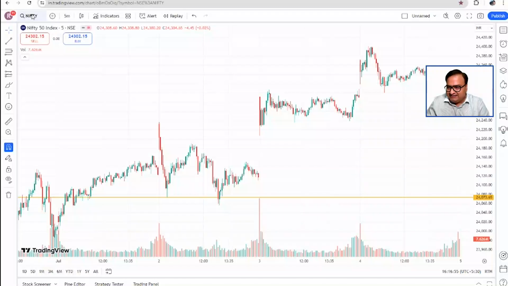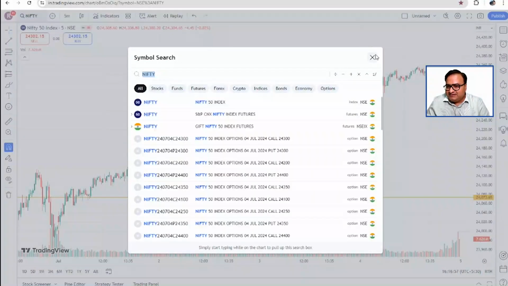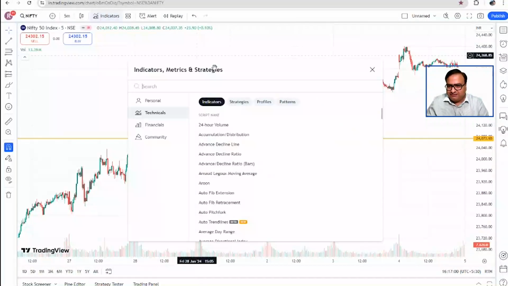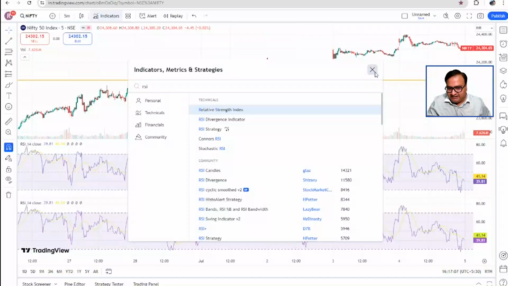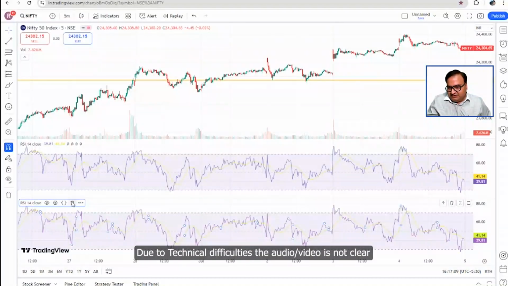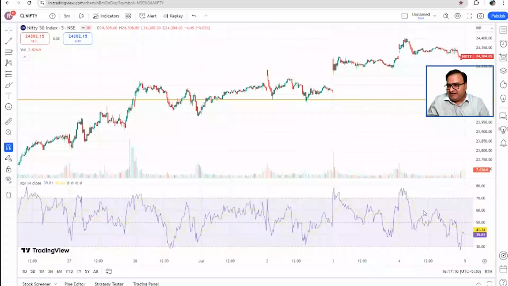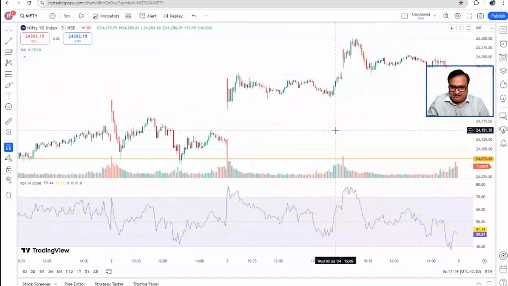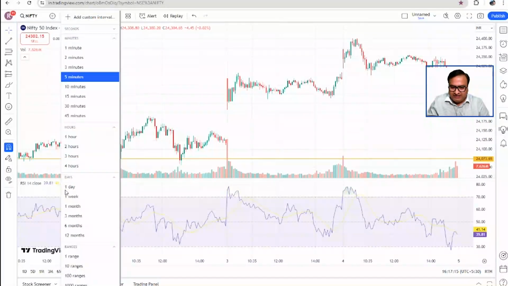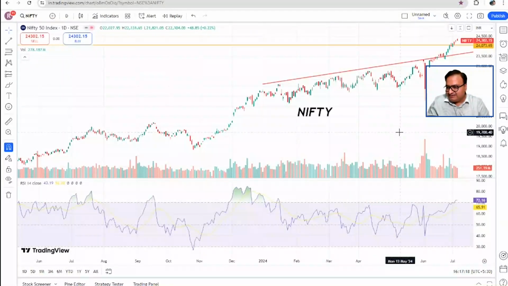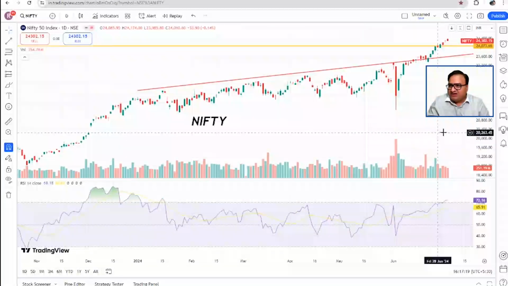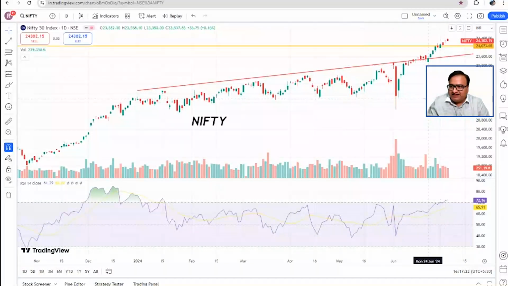Just go to, let's say, the Nifty chart. So once the Nifty chart is loaded, we go to indicators. We look for RSI, select, and this is how the RSI appears. This is the Nifty RSI. This is the 5-minute chart. I'll just move it to the daily chart. Yeah, so the current Nifty RSI reading is 72.16. So today's close for the Nifty is 24,300 odd, and the RSI has closed just a shade above the 70 mark.